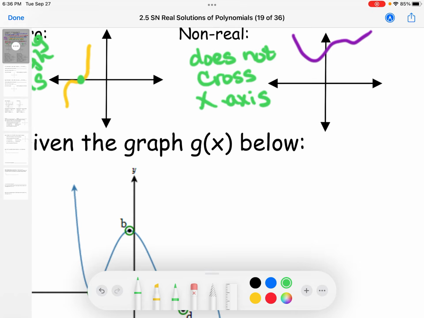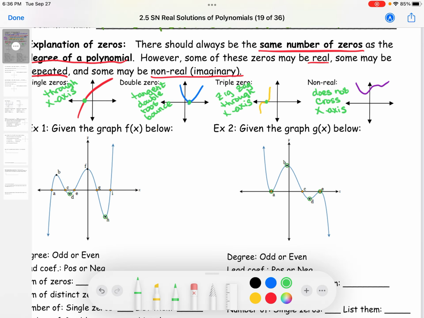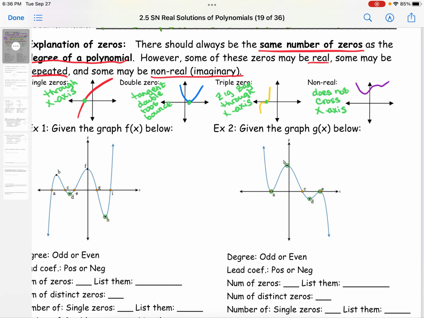So those are our possibilities. Well, there's more, but those are the possibilities we're going to study. Single roots go clean through the x-axis. It doesn't have to be straight, but there's no bouncing or curving or zigzagging. A double zero will be a tangent bounce. A triple zero will be a zigzag. And non-real won't cross the x-axis.